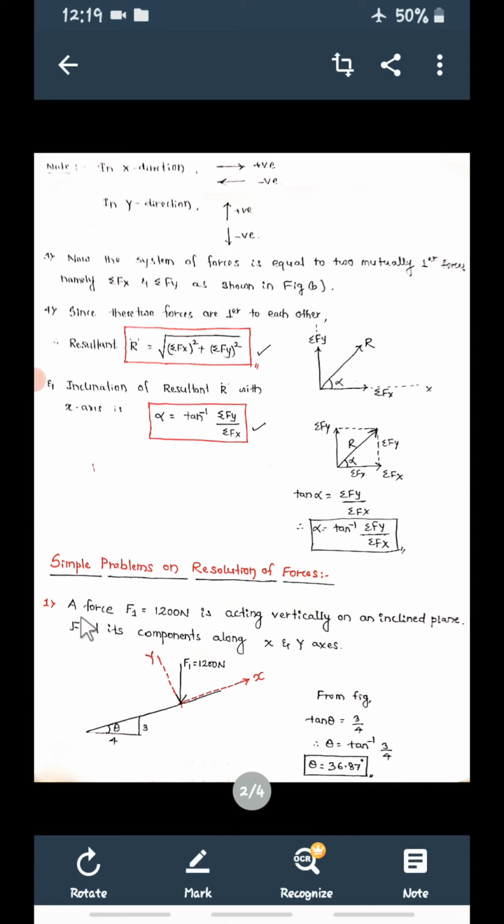First problem: a force F1, 1200 Newton, is acting vertically. So this force will be acting vertically on an inclined plane. So there is an inclined plane. See, this is the inclined plane. Find its component along x and y direction.